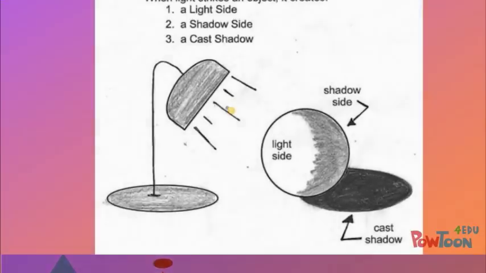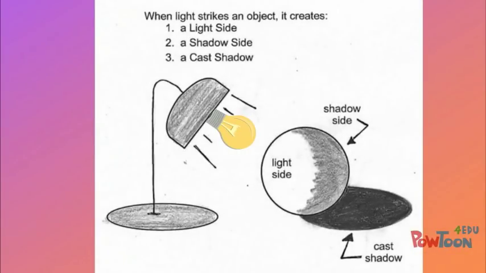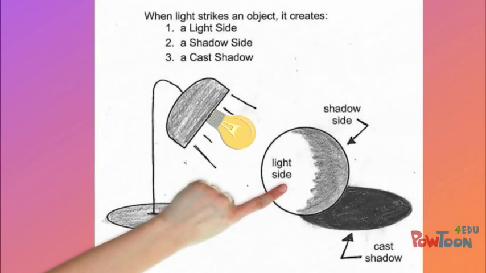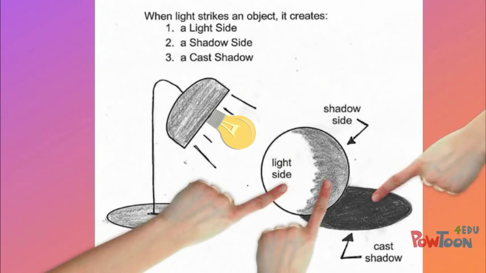When light strikes a 3D object, different areas of light and dark happen on and around that object. The lighter values will be found on the object where the most light is reaching it, and the darker values will be on and around the object where there is less light or no light hitting it at all.